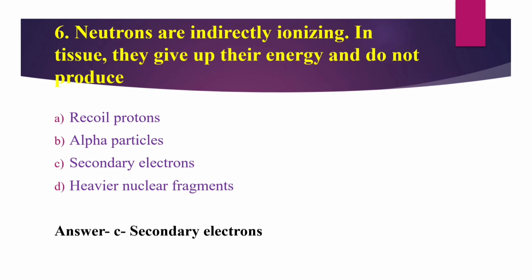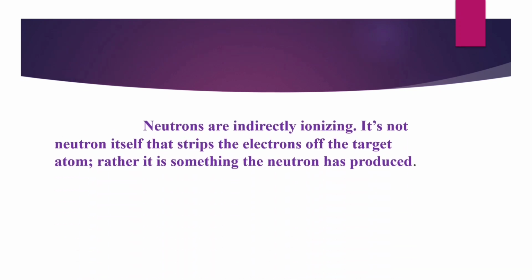The answer is option C, secondary electrons. So now let's see the explanation. Neutrons are indirectly ionizing. It is not the neutron itself that strips the electrons of the target atom. Rather, it is something the neutron has produced. So the example for indirectly ionizing radiation is neutrons.